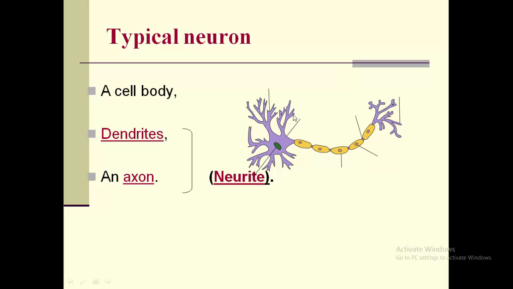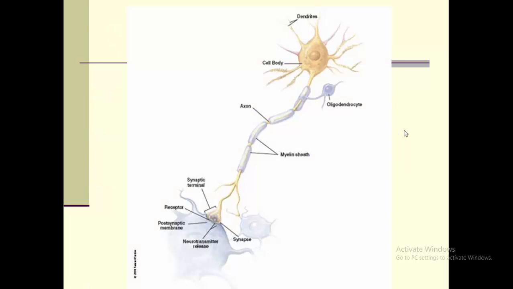كمان السيل بادي نفسه بيتفرع إلى processes أو نهايات that you call the dendrites. So you have a cell body and you have a neurite. والneurite دي هي تشكل الامتدادات اللي هي made up of this axon and of these dendrites and the axon terminals. This is the classic كده structure of a neuron.